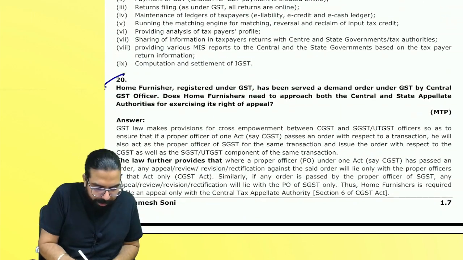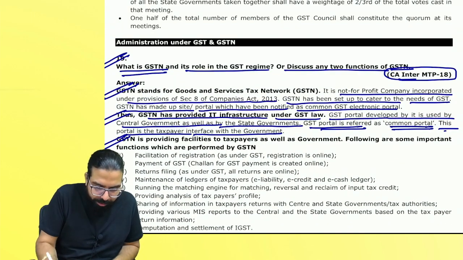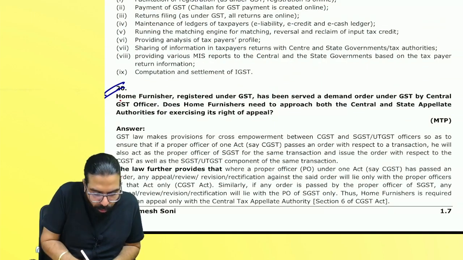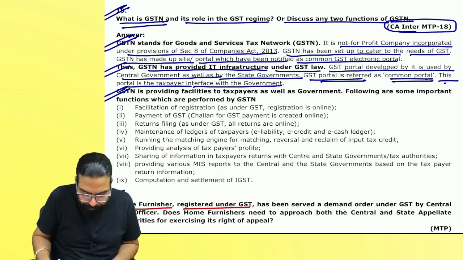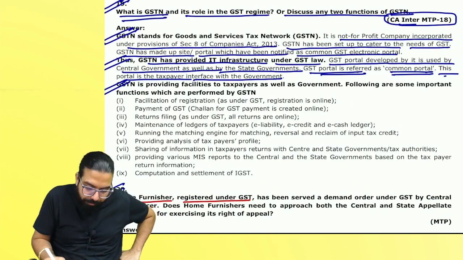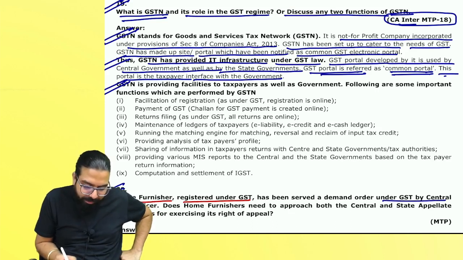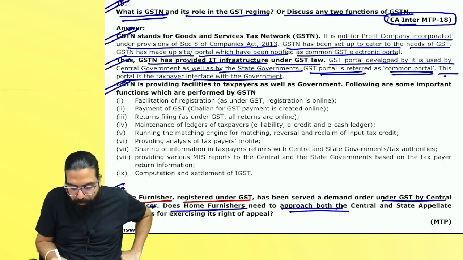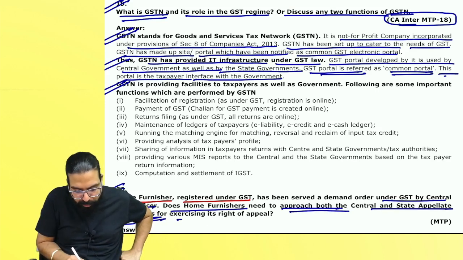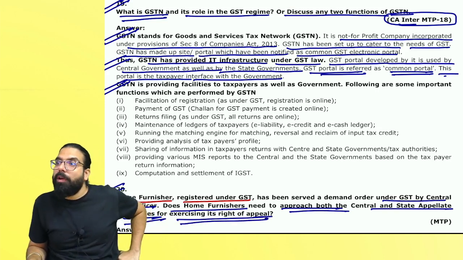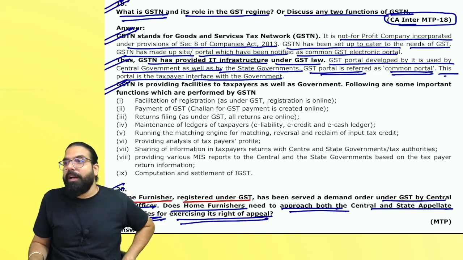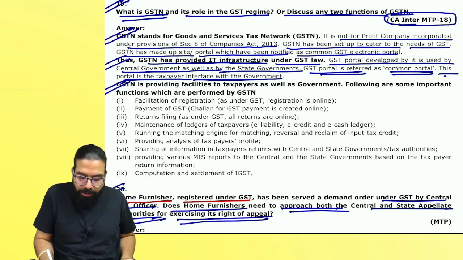The next one over here. Can you see the question number? Okay, so you are going to see question number 20 now. Home furnishers registered under GST has been served a demand order under GST by the central GST officer. Does the home furnisher need to approach both central and state appellate authority for exercising the right of appeal? No. Where will it go? Central appellate authority. Write it for 2 marks.